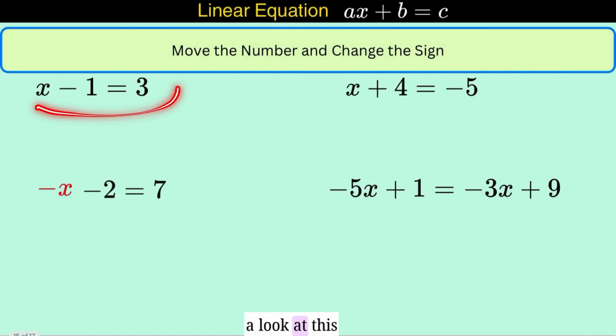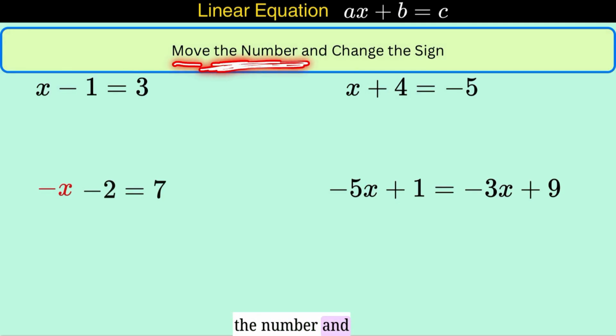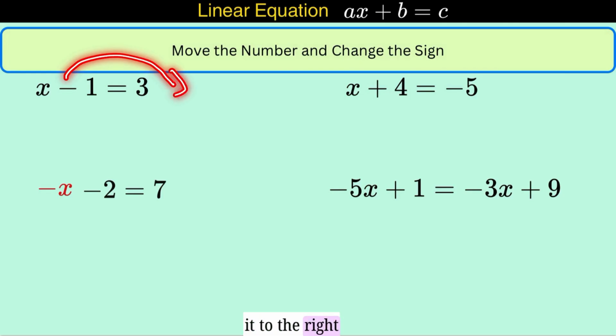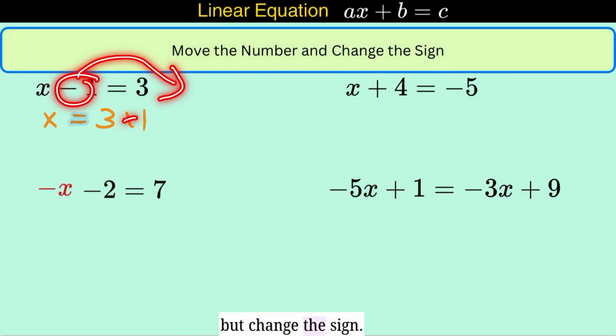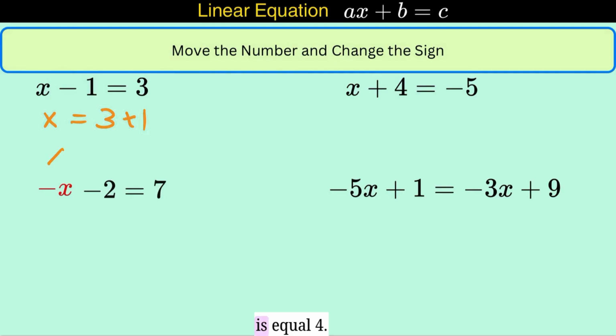So take a look at this first example in here. The rule says: move the number and change the sign. Move the number and change the sign. You see this negative 1 in here? I'm going to move it to the right, but change the sign. So x is equal to 3 plus 1. What I did was take this negative 1, move it to the right, and change the sign. So here, x is equal to 4. Easy.